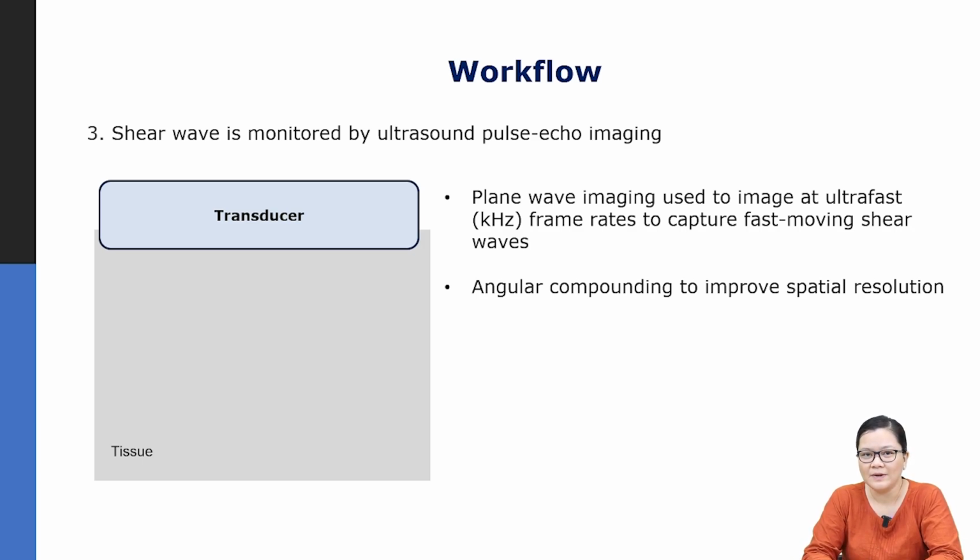And typically, plane wave imaging doesn't have good spatial resolution. So what is typically done is that you would angle the plane wave and sum all the echoes that are received after plane wave excitation. You do that over many angles, and the resulting images from the angles are then summed together to form a final compounded image. This is called angular plane wave compounding, and it has been used to improve the spatial resolution in plane wave imaging.